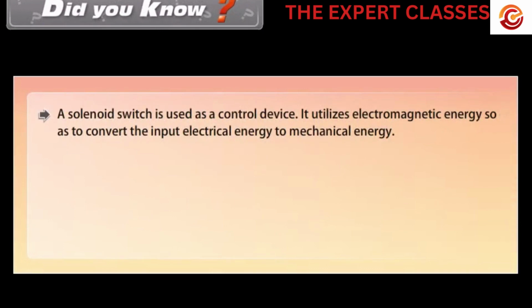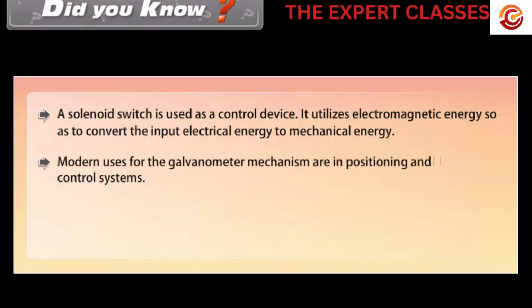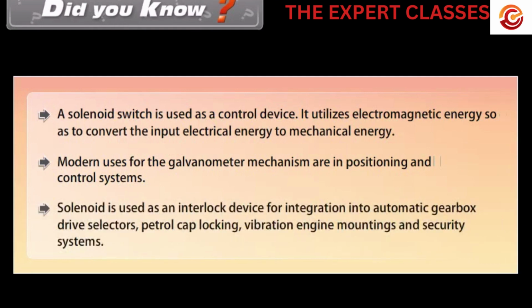Did you know? A solenoid switch is used as a control device. It utilizes electromagnetic energy so as to convert the input electrical energy to mechanical energy. Modern uses for the galvanometer mechanism are in positioning and control systems. Solenoid is used as an interlock device for integration into automatic gearbox drive selectors, petrol cap locking, vibration engine mountings, and security systems.